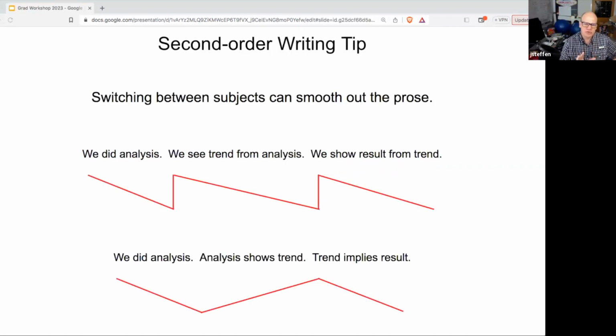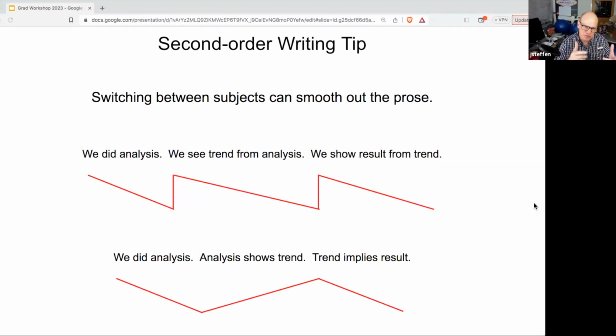Finally, this is like a second order thing. This is the last bit of advice that I have: you've written everything down, you followed those rules, and now you're going to go back and do your third revision and start cleaning it up so that it's a little bit easier to read. So I will often write my first draft as much as possible in first person. So we did the analysis, we see the trend from this analysis, we show the result from the trend.